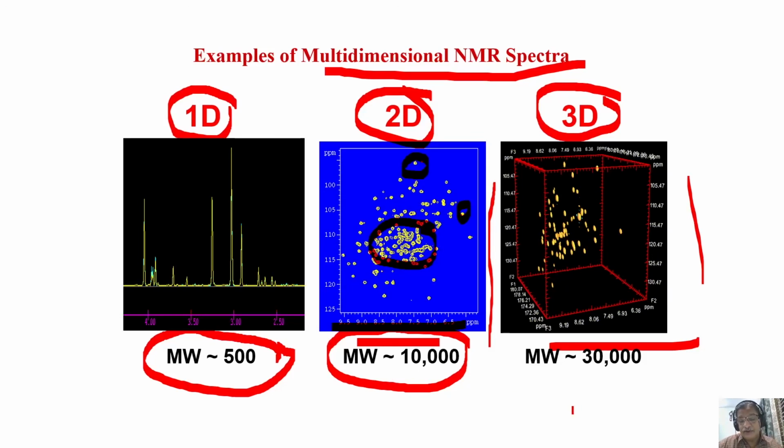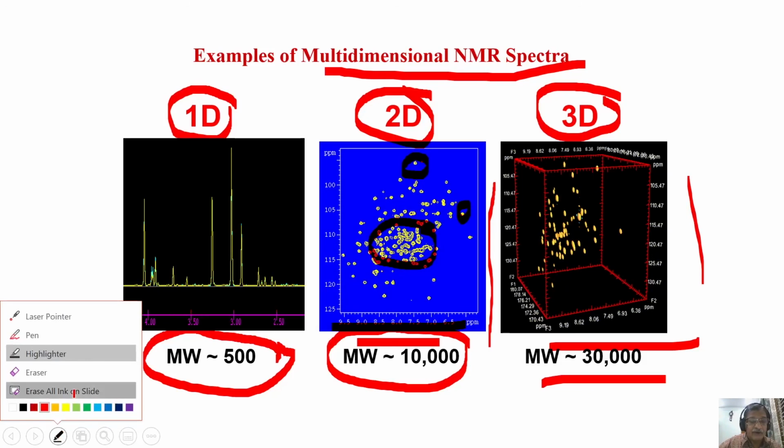But when it exceeds that, say molecular weight 30,000 or even more, 2D is not sufficient. Then we need to go to higher dimensions to get better resolution, to resolve the information in different directions, and to correlate the information in different directions, so that analysis becomes simpler. If the molecular weight is even higher, we may have to go to even higher dimension. This is how it is.